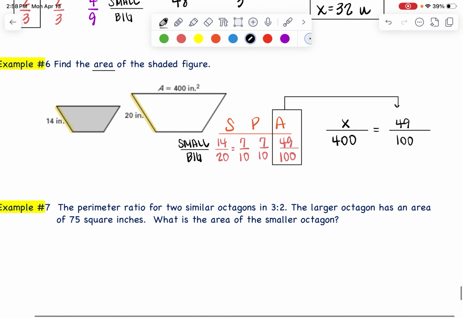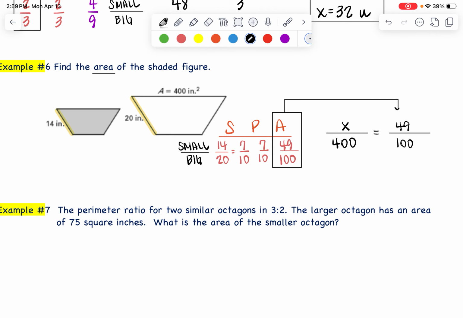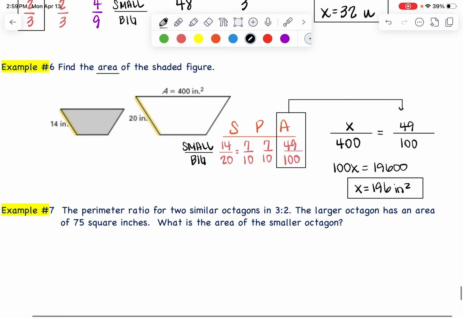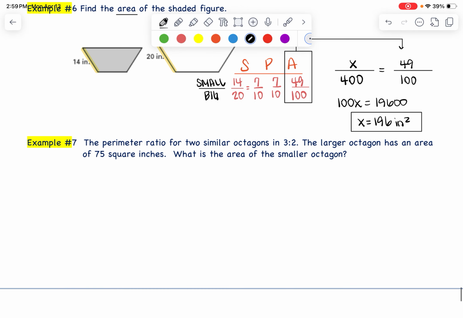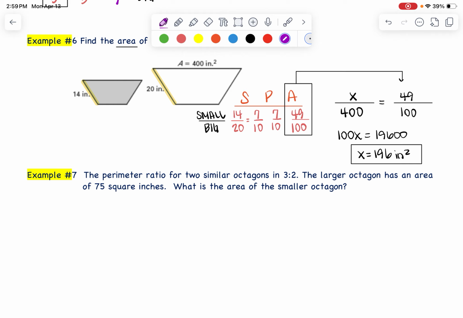Right, and that would be our proportion. Everybody's in 2D land because we're talking about area. So what are we going to get there? 100x equals 400 times 49, so 19,600. Obviously if we divide by 100, we're going to get 196, and it is an area of inches squared. This is pretty much all we're doing today: just setting up proportions, making sure that every ratio in your proportion is coming from the same dimension.